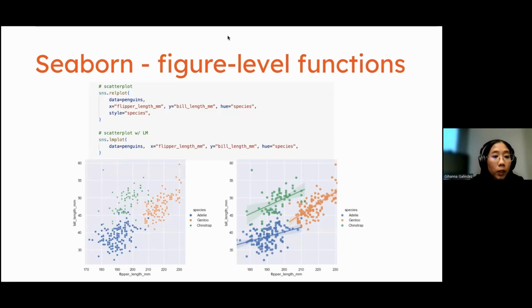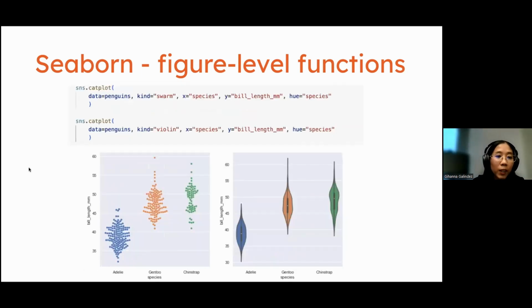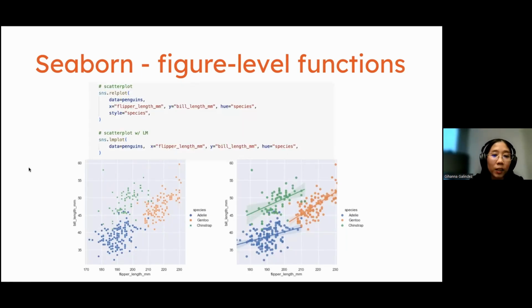In this particular code, we also specify the style. As you can see, for example, the Adelie species are shown as points, and the others have different types of markers. For the next one, you can also quickly do a linear model regression plot along with some data points.